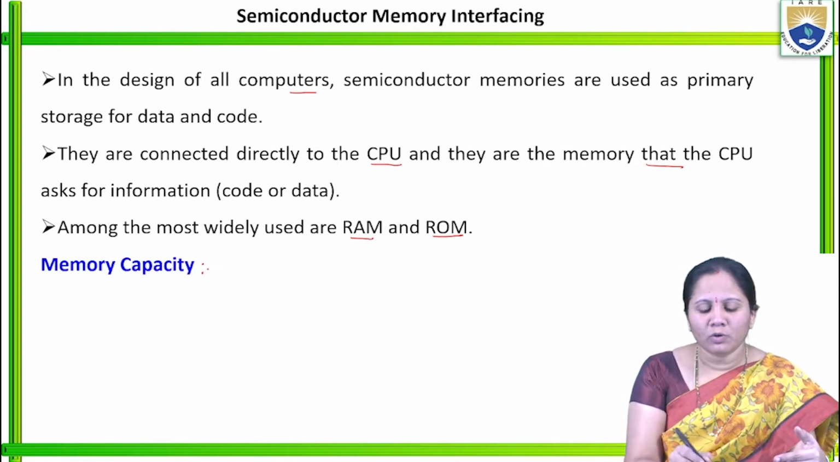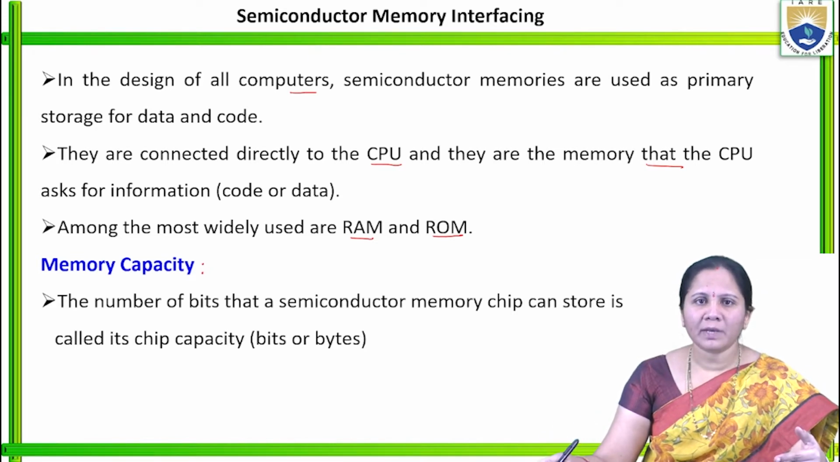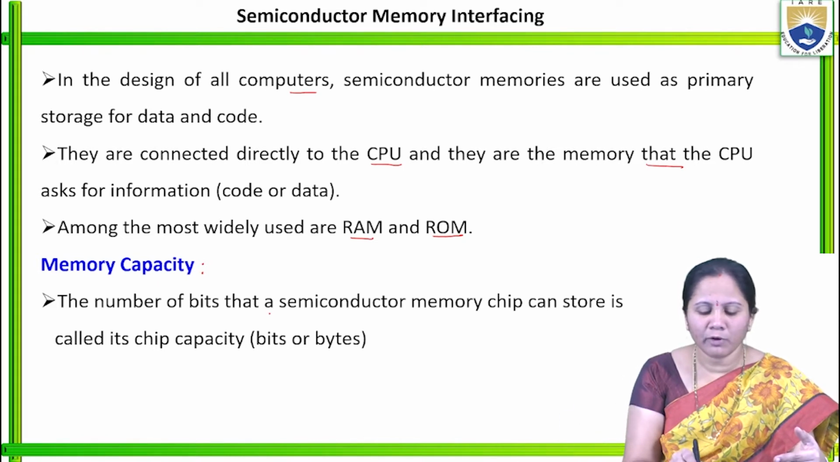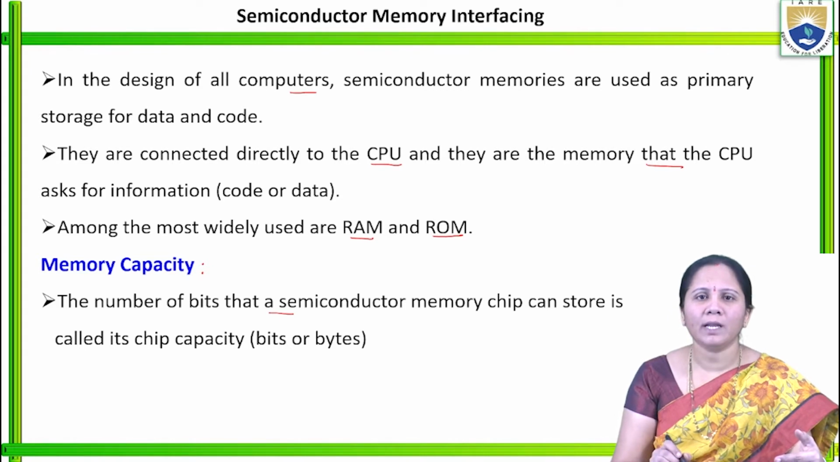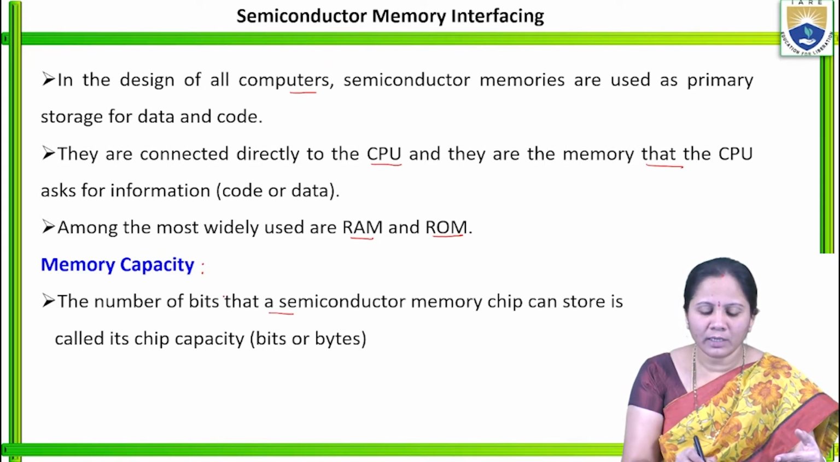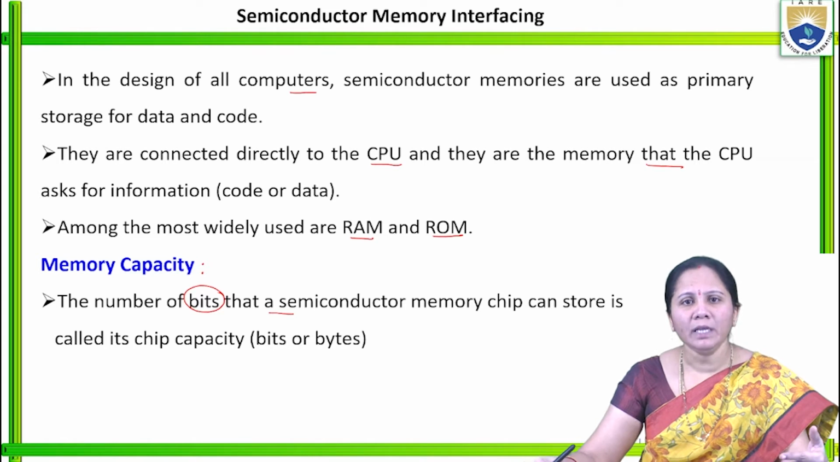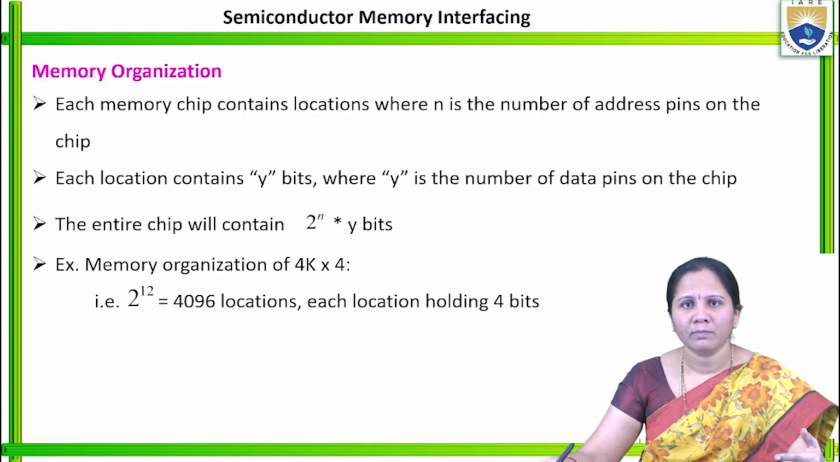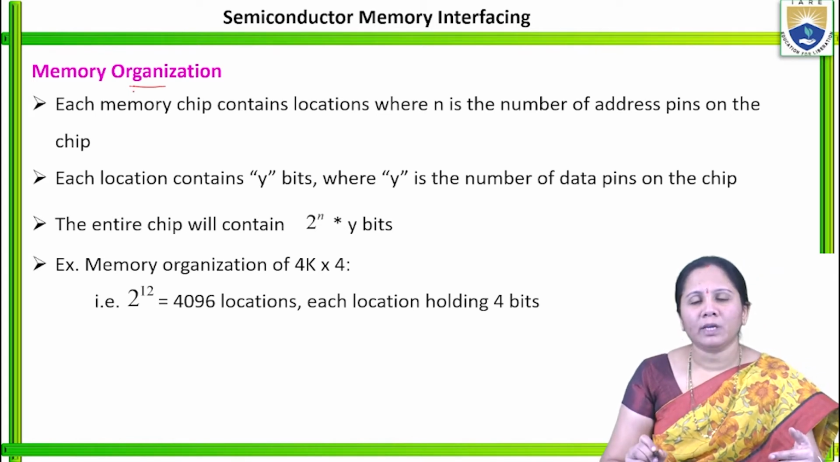We should know what is meant by memory capacity. Memory capacity means the number of bits the semiconductor memory chip can store. It may be either bits or bytes: how much data the memory can store is the memory capacity. And now, coming to memory organization.